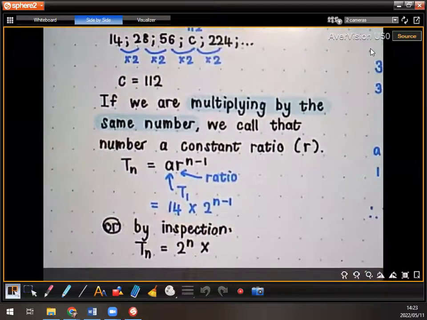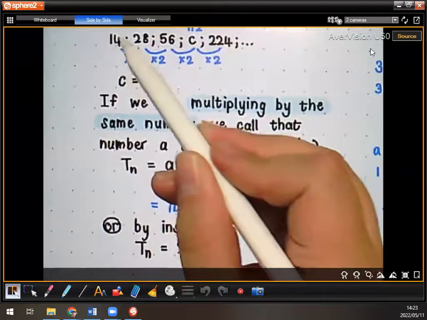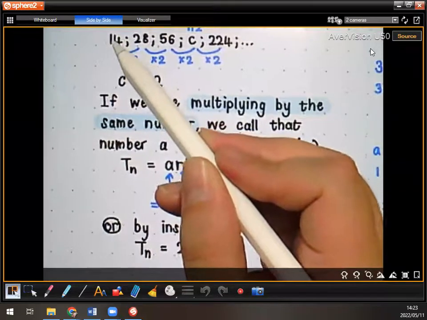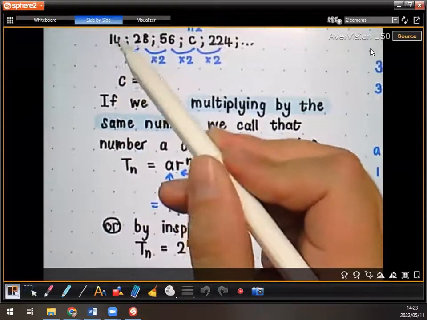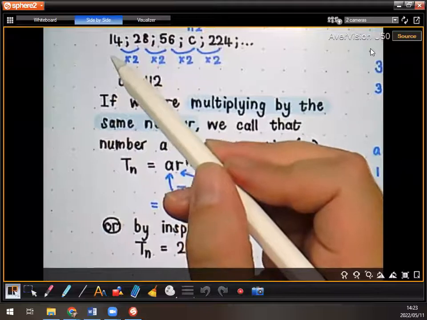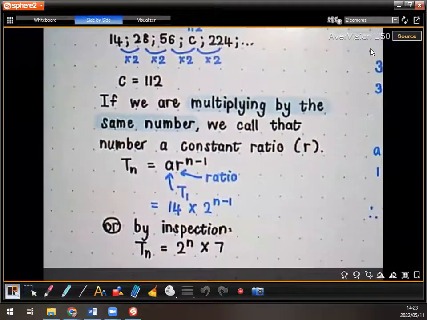What is n again? What does n represent? n is always the term number. So if I have 2 to the 1, right, because for my first term, my term number is 1. You guys agree with that? So 2 to the 1, that's 2. What do I then do to that to get 14? What do I do to 2 to get 14? Times by 7. Okay, let's see if that works for the other terms as well.